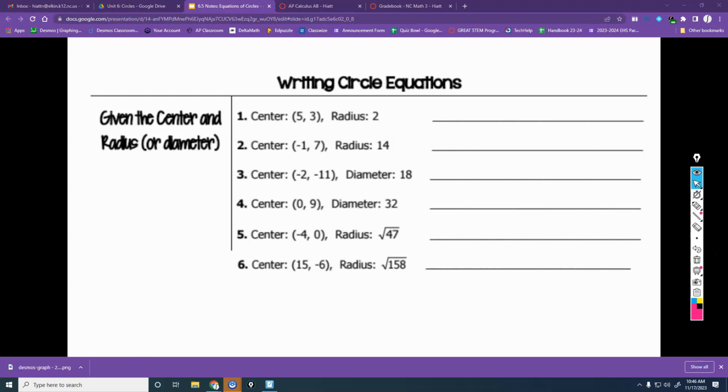So if I have a circle that has a center at 5, 3, and a radius of 2, then my equation will look like this. I'll have x minus 5, always use the opposite sign, squared, plus y minus 3 squared equals the radius squared, which I could write 2 squared here if I want, or that would be 4 right there.